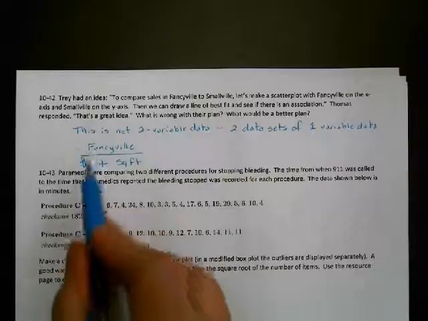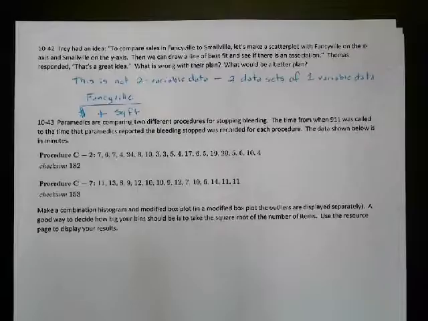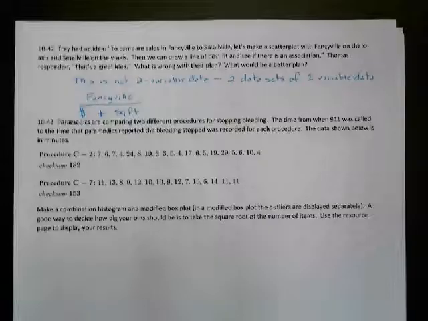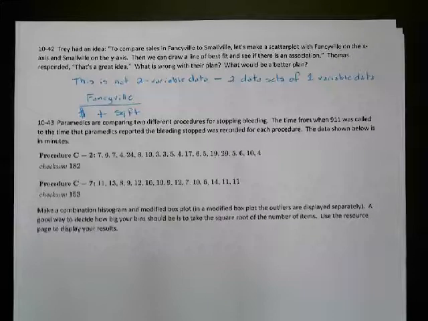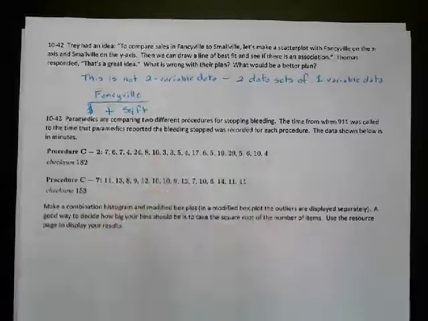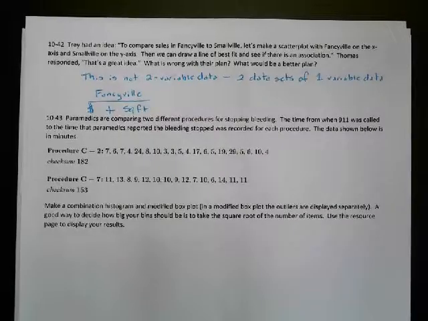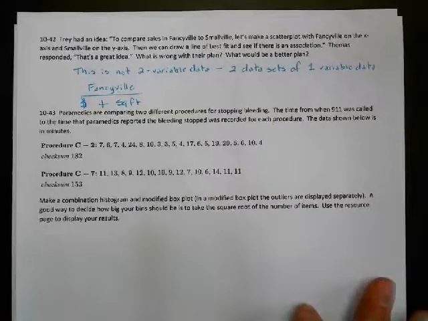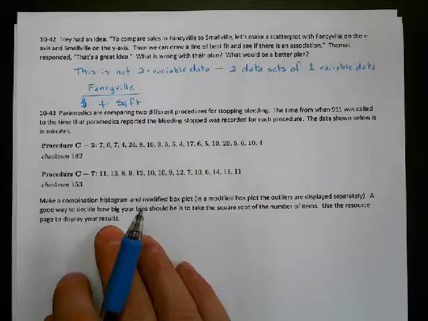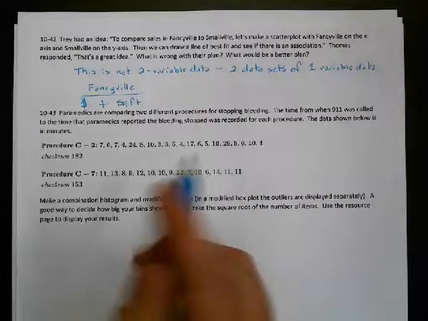All right, almost there. Paramedics are comparing two different procedures for stopping bleeding, from the time when 911 was called to the time the paramedics reported the bleeding was stopped. They stopped it for each procedure. Okay, so they've got all this data. We want to make a combination histogram and modified box plot for both of these. All right, so your first step when you're going to do this is to put them into numerical order. I'm going to go ahead and pause and do all this and then show you my results. But your first step should be to put all of these data points in order.